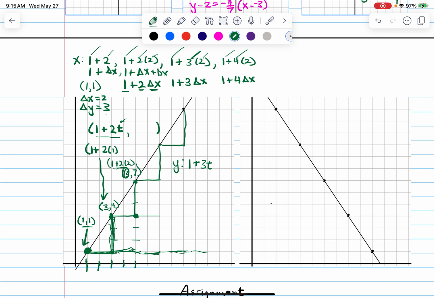So look, we could view this line parametrically as 1 plus 2t, comma, 1 plus 3t, where t starts at 0, and I don't know, it goes maybe 10 or something. And that would be a representation of this line. This is the parametric representation of the line.